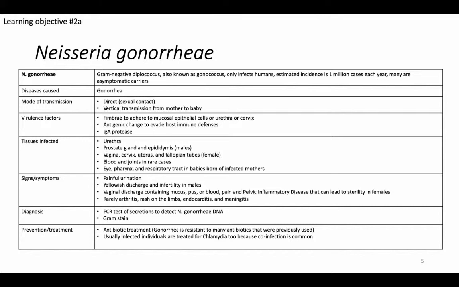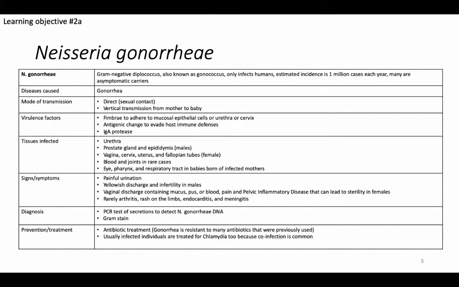Vertical transmission from mother to baby is also possible. As the baby passes through the birth canal, it can contract gonorrhea if the mother has an infection. Virulence factors are its ability to adhere to epithelial cells of the urethra or cervix in males or females. And it adheres to these very strongly with fimbriae.